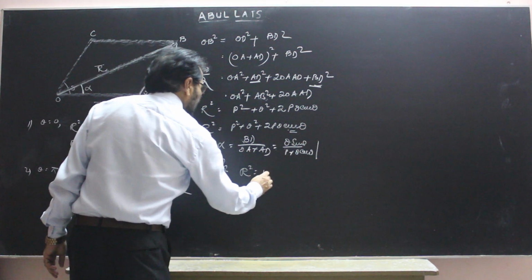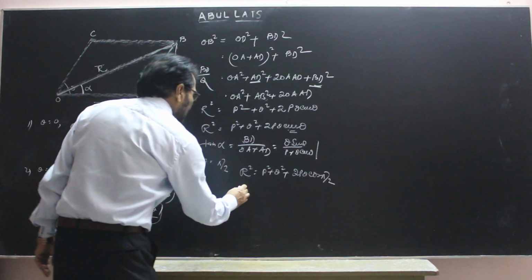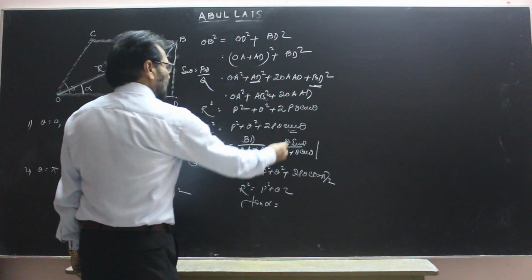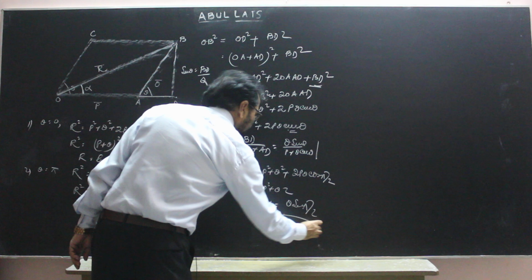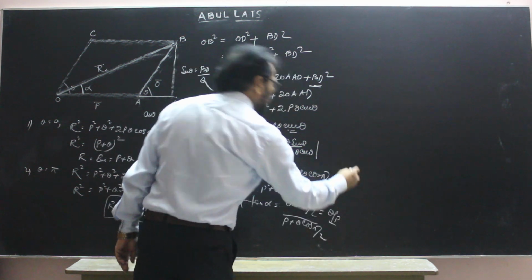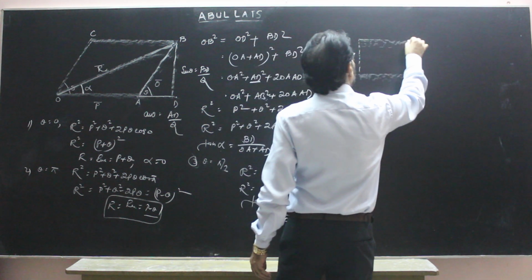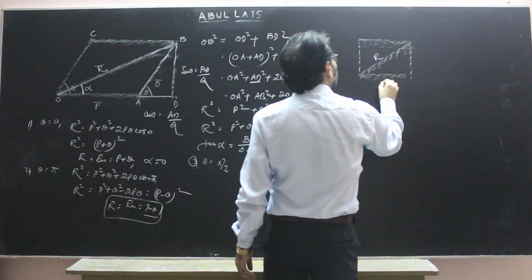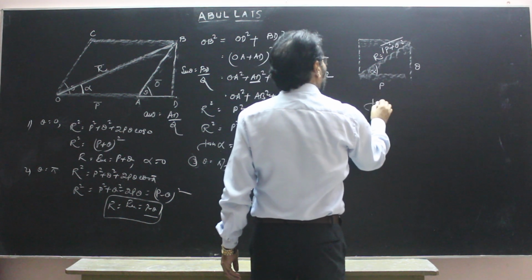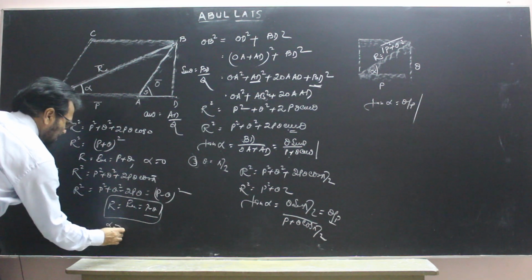Now if theta is pi by 2, then cos 90 is 0, so R square is P square plus Q square plus 2PQ cos 90, and cos 90 is 0, so R square is P square plus Q square, and tan alpha is Q sin 90 over P plus Q cos 90, and cos 90 is 0, so it is Q by P. So if this is P and if this is Q, then the resultant R is under root P square plus Q square, and tan alpha is Q by P.